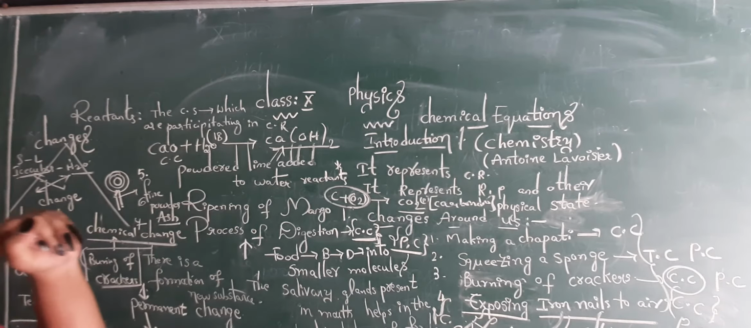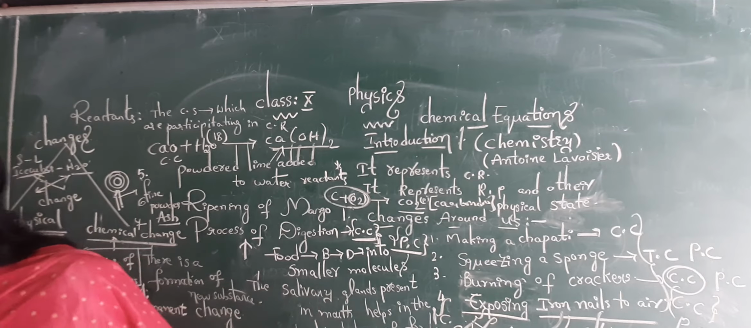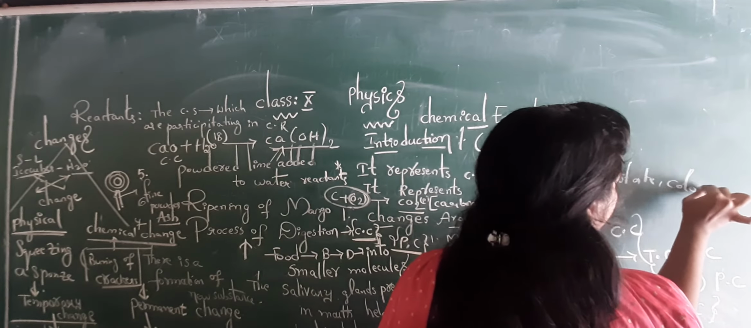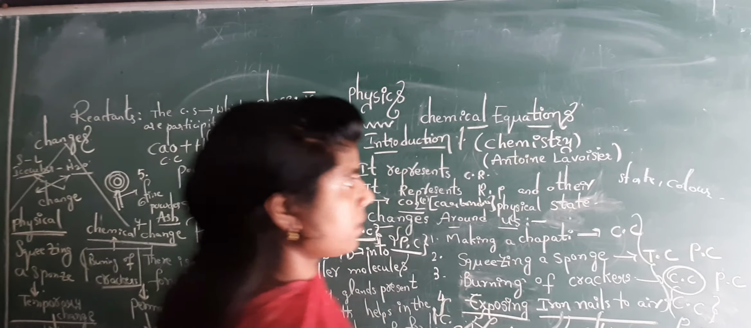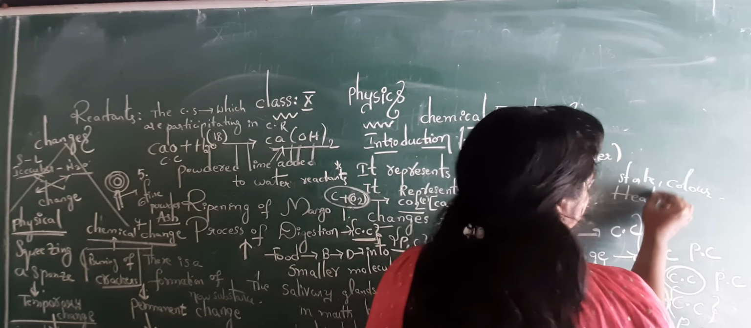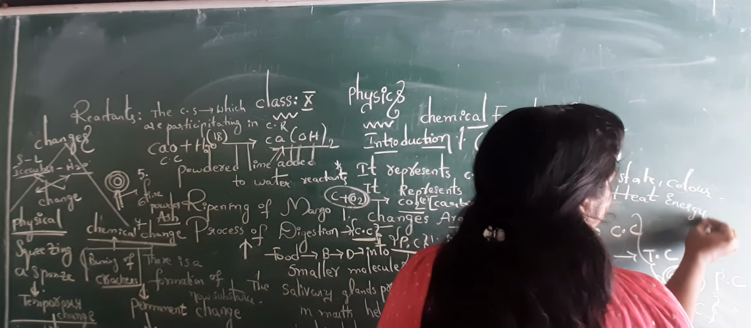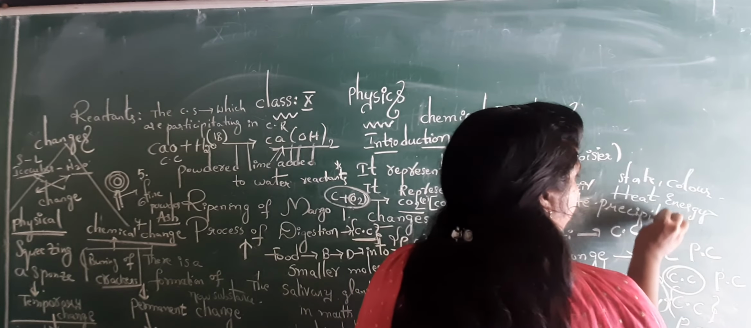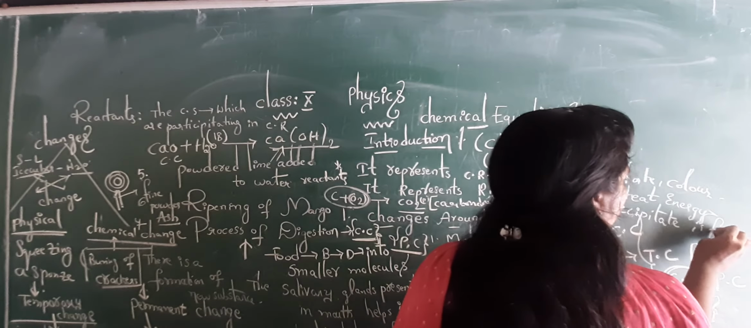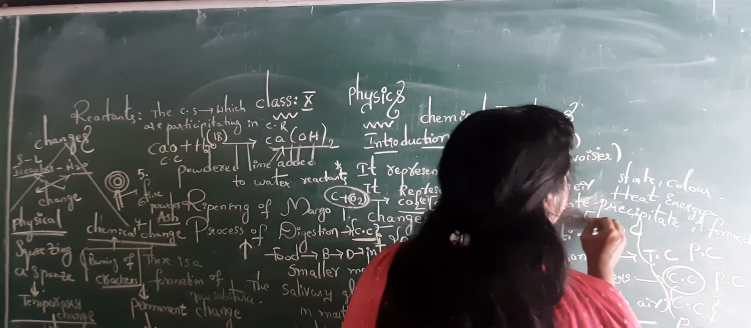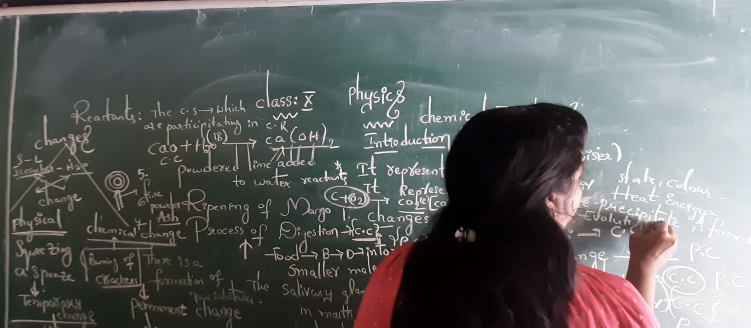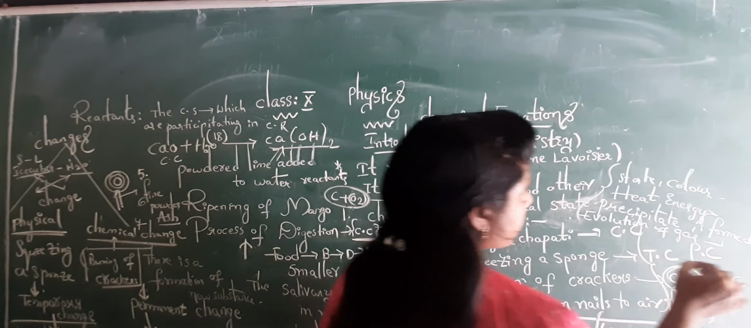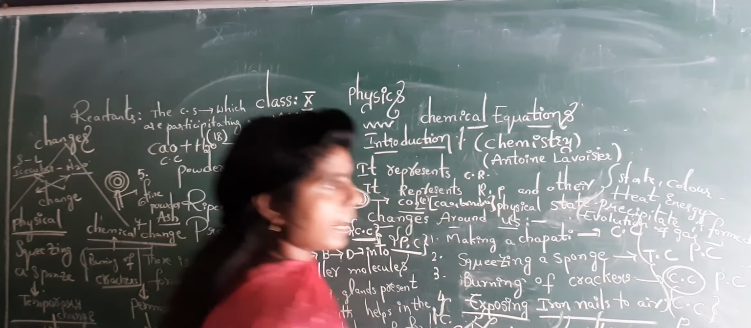Once the chemical reaction has taken place, definitely it may show a change in state and color. Second one is heat energy is released. Third one is precipitate is formed. Last one is evolution of gas, which may take place. These are the 4 factors which indicate a chemical reaction.